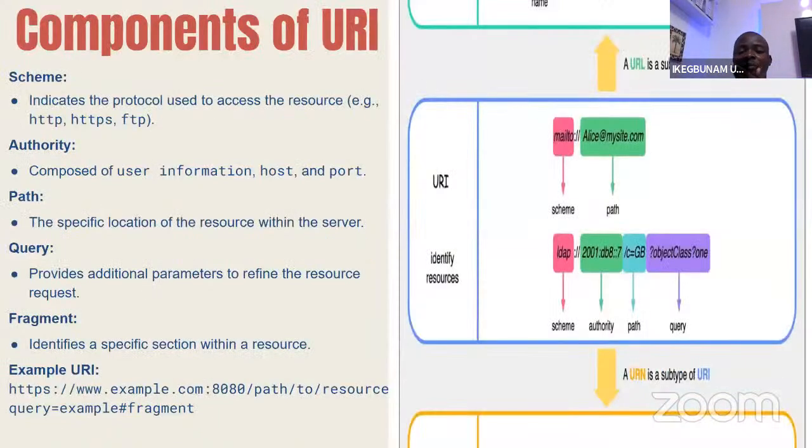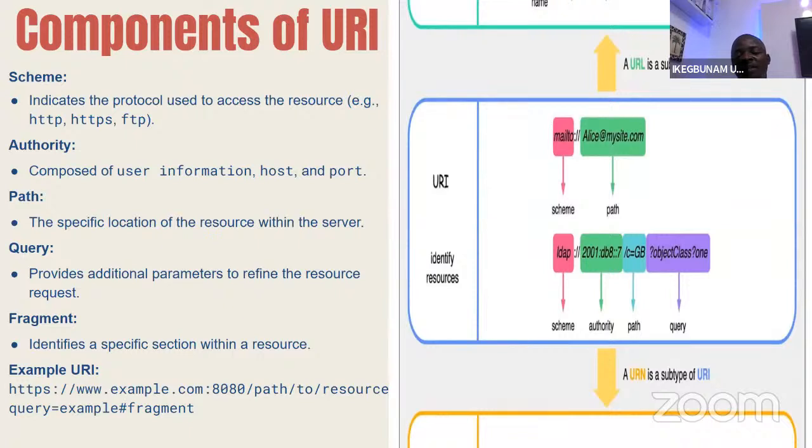All right, so components of Uniform Resource Identifier. One is the scheme, okay? Scheme indicates the protocol used to access the resource. Examples of scheme include HTTP, HTTPS, FTP, okay? HTTP and HTTPS, the basic difference there is HTTPS is secured and HTTP is not secured, of which it is advisable to transmit all your data over the internet through a secured protocol, okay?